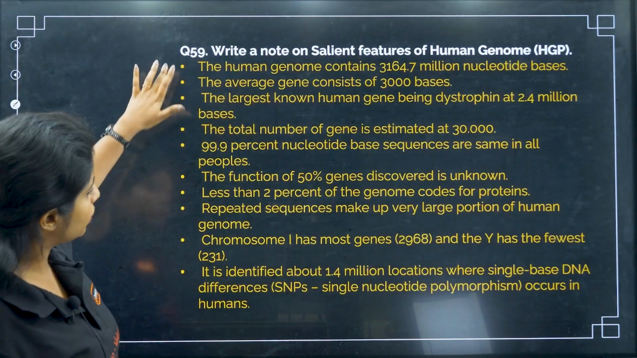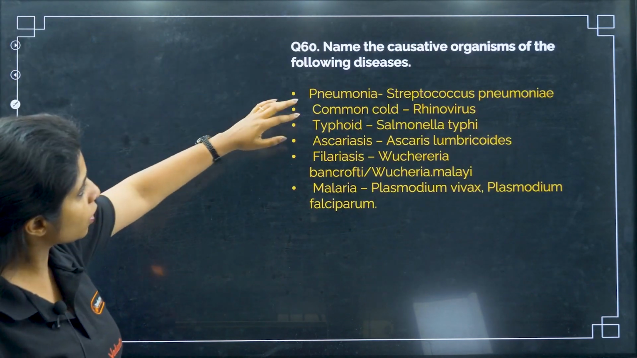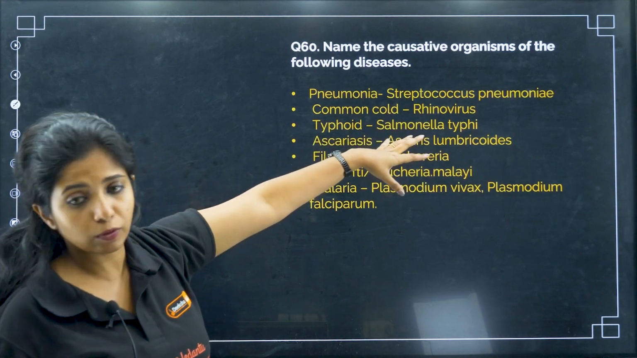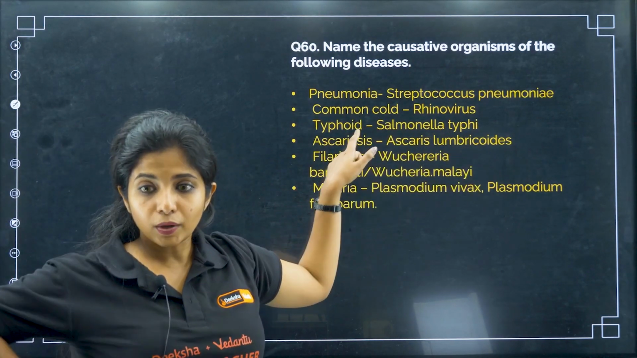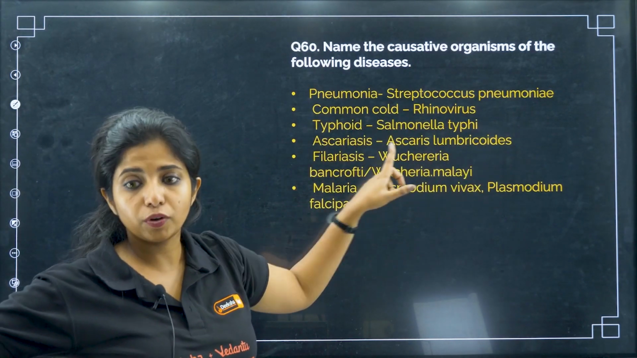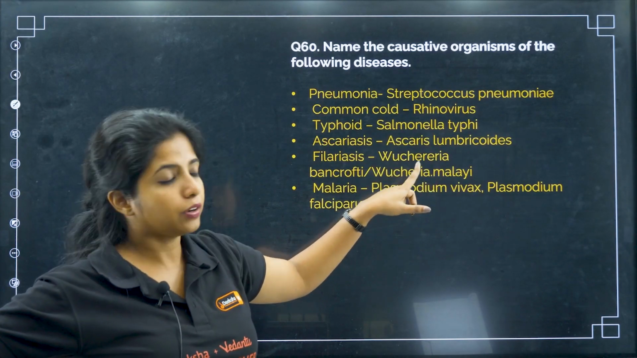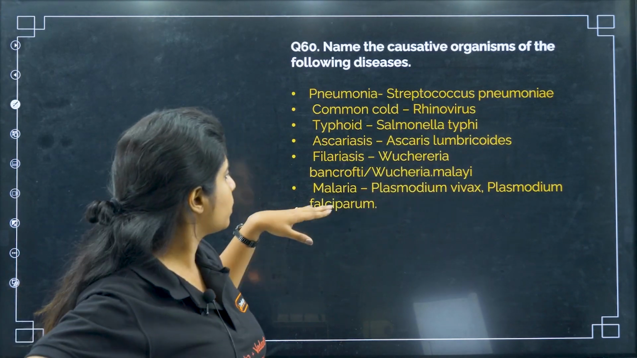Now, write a short note on. We already discussed this. Name the causative organism of the following disease. Pneumonia is caused by Streptococcus pneumoniae, common cold by rhinovirus. Typhoid, Salmonella typhi; Ascaris lumbricoides; filariasis, Wuchereria bancrofti; malaria, Plasmodium vivax, Plasmodium falciparum.